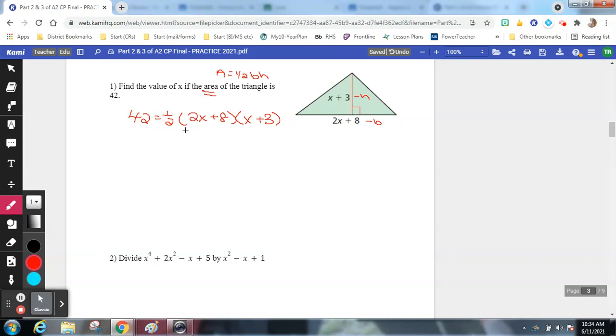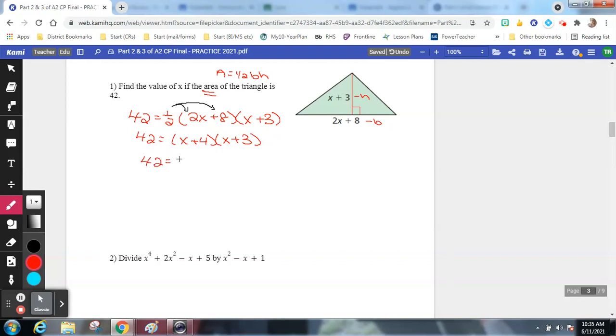You can choose to multiply out your two binomials first, then distribute the half. You can move the half first, whatever it is you want to do. I'm going to choose to distribute that half just because these are even numbers. It's going to distribute nicely. So you get 42. A half times 2 is 1x. A half times 8 is 4. And then we got x plus 3. You only distribute to the one it's touching. So that's why it doesn't go to the x plus 3.